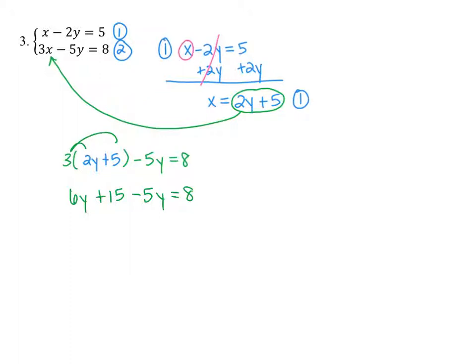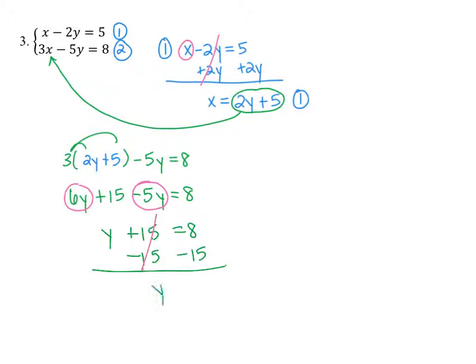Now you can see we have like terms on the same side. We've got a positive 6y and a negative 5y. So since they're on the same side, we can just combine them. 6y plus a negative 5y is just a positive 1y, and we still have plus 15 is equal to 8. Then our final step is just to get rid of that 15. So we subtract 15 from both sides, which makes it 0 out on that left side, leaving us with y is equal to, and 8 minus 15 is negative 7. So box that up. So now we know the first variable, y is equal to negative 7.